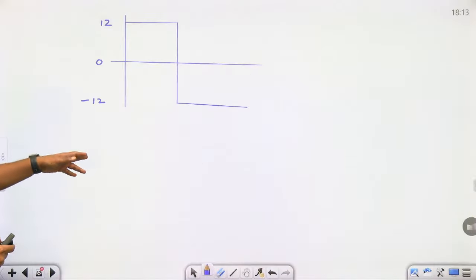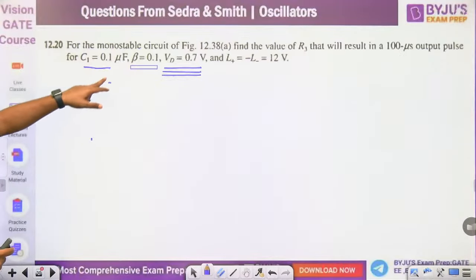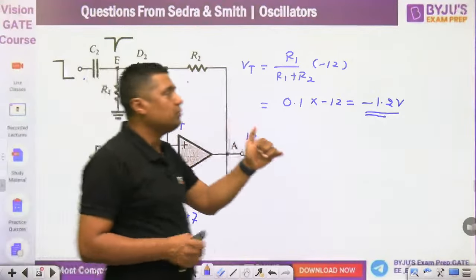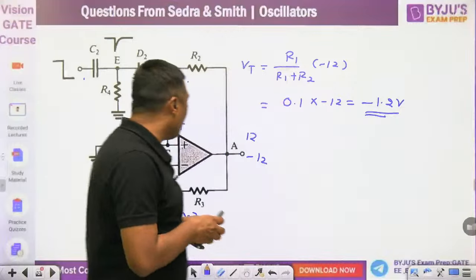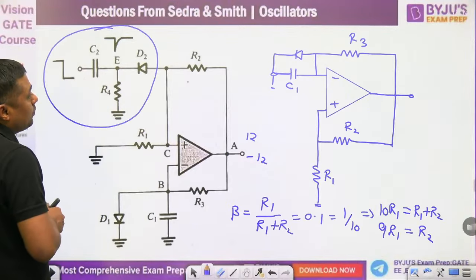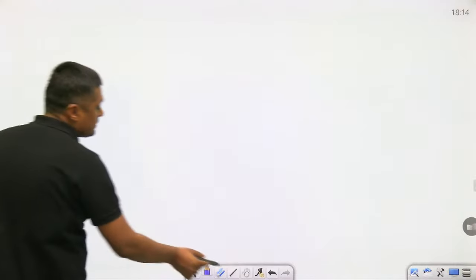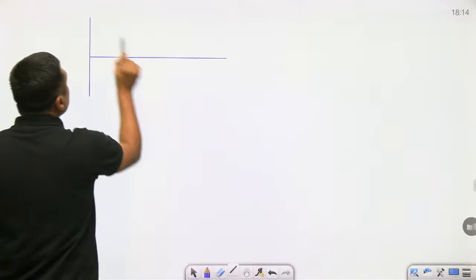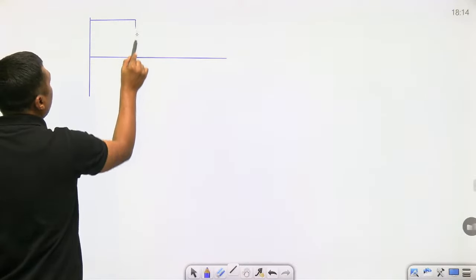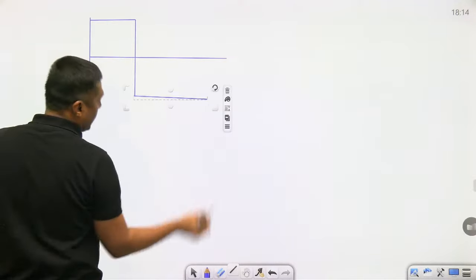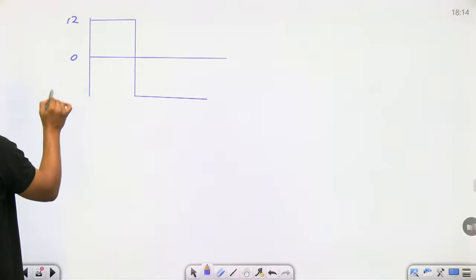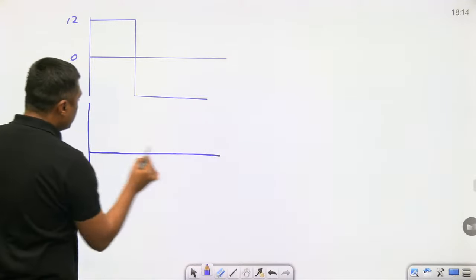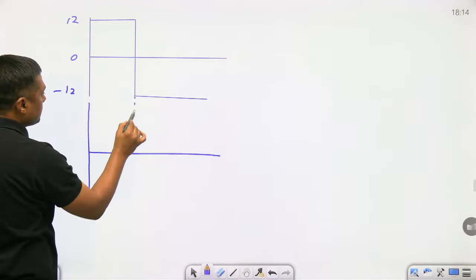That is the value. Watch this diagram. Beta is given in the question: R1 upon R1 plus R2 is 0.1. So I am using this value, minus 1.2, as the threshold level. Now we have to draw the waveform. When we give the trigger, the voltage will switch from plus VSAT to minus VSAT, that is, plus 12 to minus 12. Now the diode is off. The initial voltage across the capacitor is 0.7.